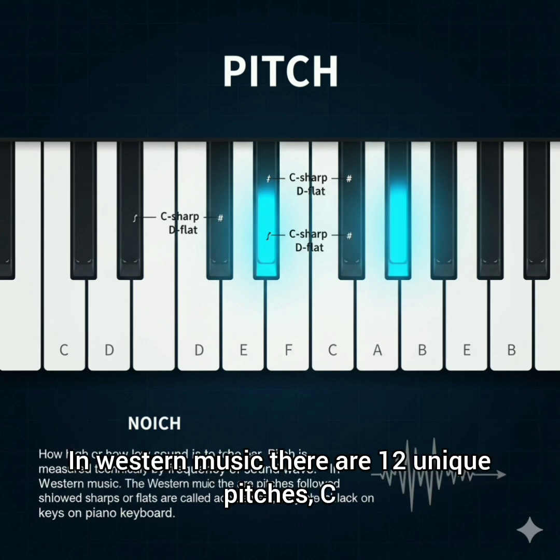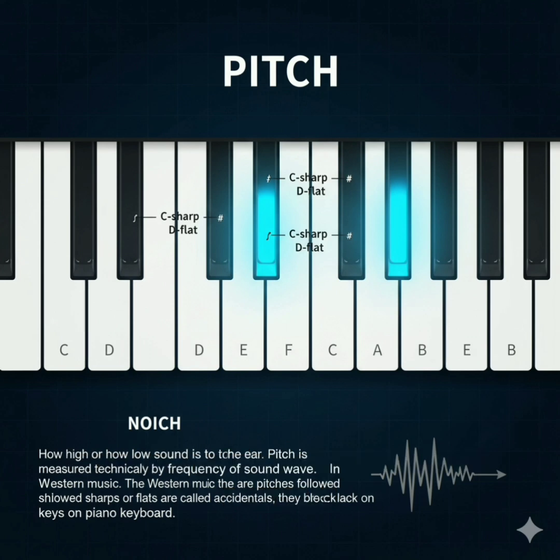In Western music there are 12 unique pitches: C, C sharp or D flat, D, D sharp or E flat, E, F, F sharp or G flat, G, G sharp or A flat, A sharp or B flat, and B.